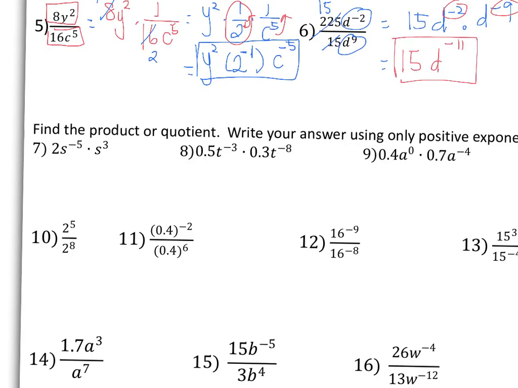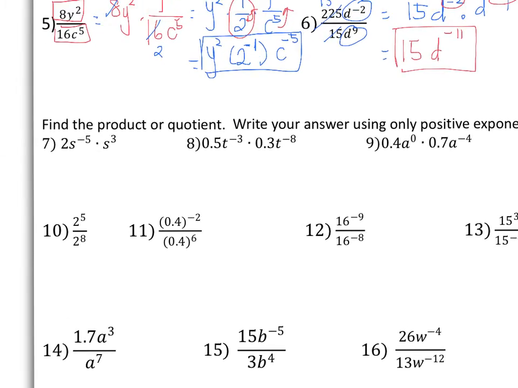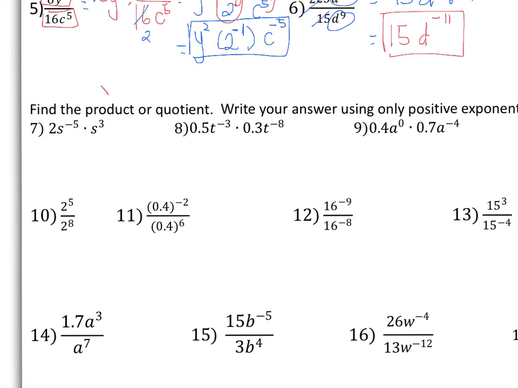Okay, so for the rest of the problems here, we are to find the product or quotient. So we want to write our answer using only positive exponents. Okay? So number 7, I will begin with 2. Okay? And I will multiply 2 by s to the negative 5 and s to the 3rd power.